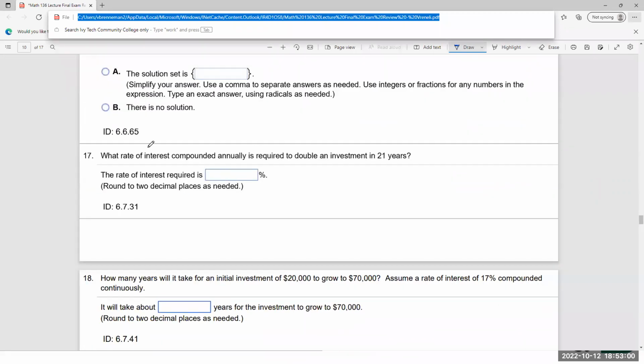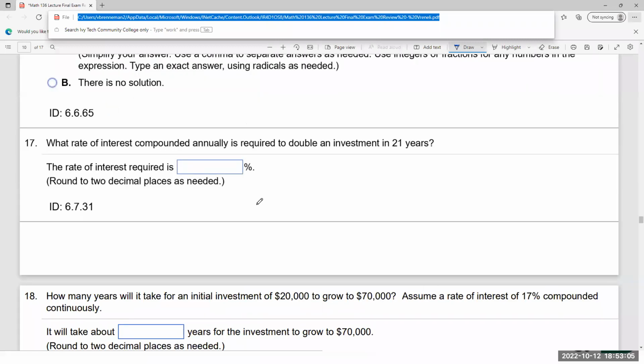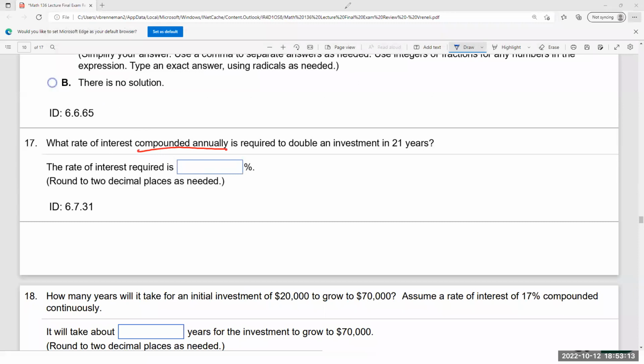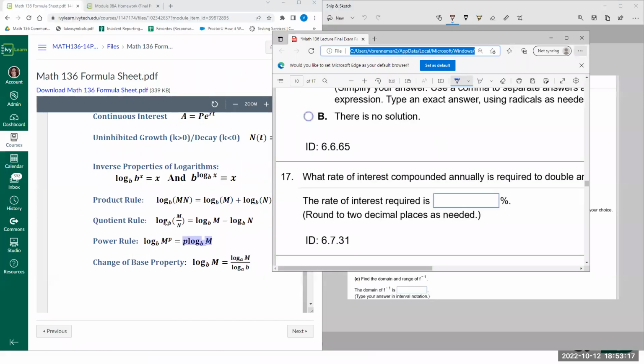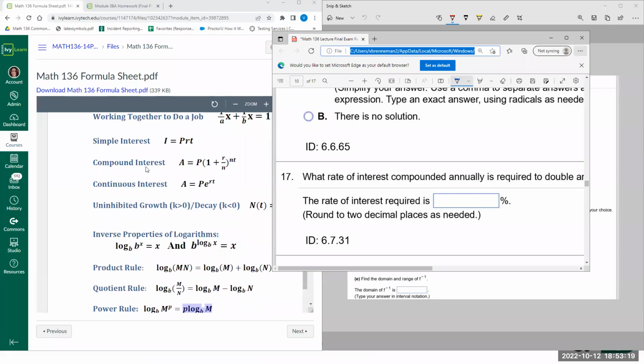All right, so this one here: what rate of interest compounded annually is required to double an investment in 21 years? So the first thing, we're looking at interest, compounded annually. And you have these on the formula sheet: we have compound interest and continuous interest. If you see the word continuous, then you use that one. Anything else, you're going to use the compound interest.